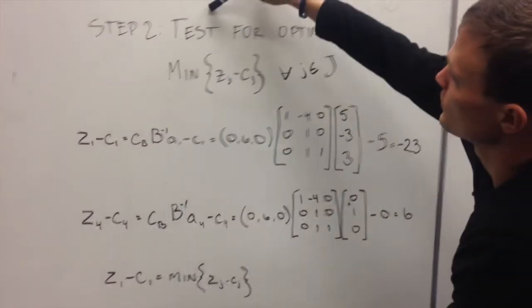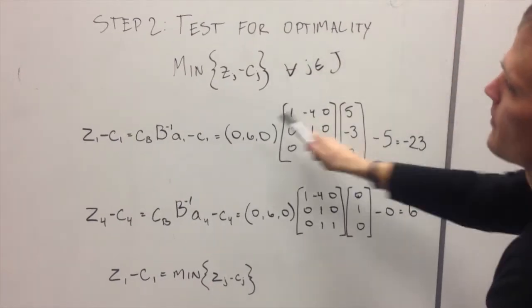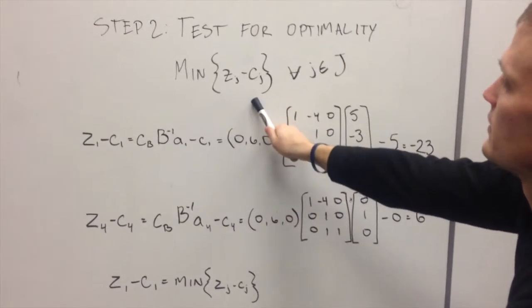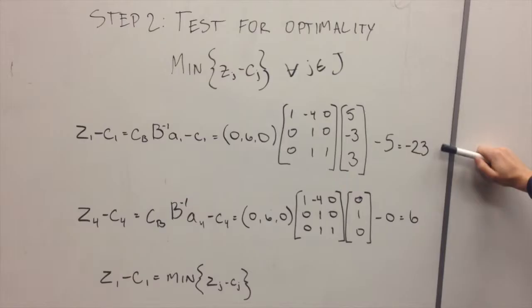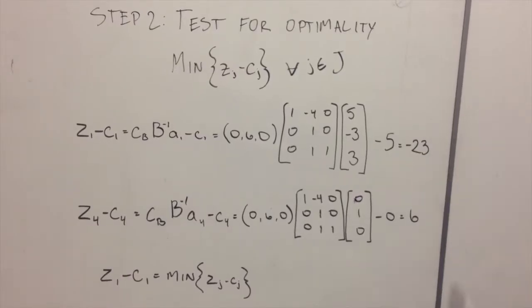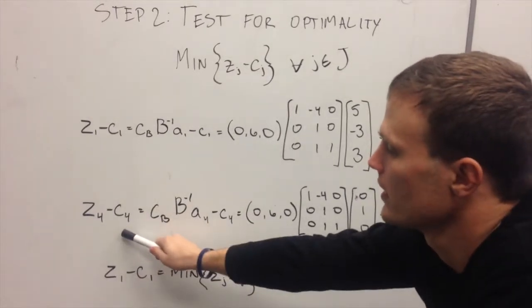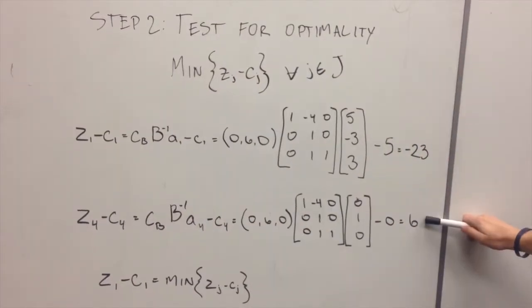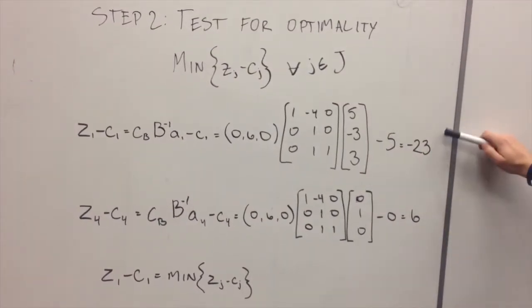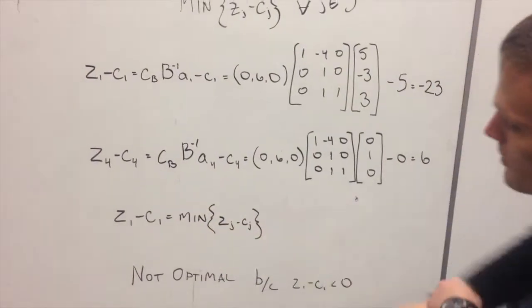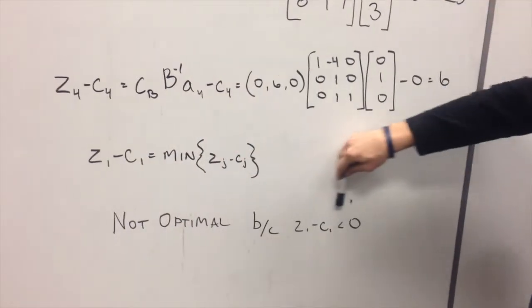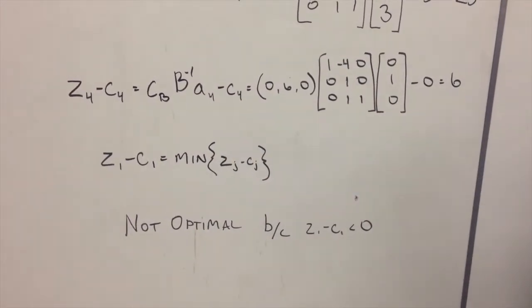In step 2, we're doing our test for optimality. We're looking for the minimum value of zj minus cj. First, we go to z1 minus c1 equals negative 23. We do the same thing for z4 minus c4 equals 6. The minimum value between these two is negative 23, so z1 minus c1 is the minimum. And this is not optimal because z1 minus c1 is still less than 0.